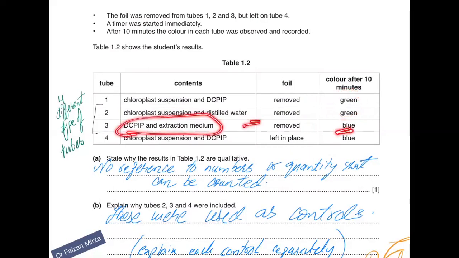It cannot become green because the chloroplasts are not there. In the last, DCPIP and chloroplast both are there. Since the DCPIP is blue in color, this chloroplast suspension will appear blue. And since the foil was not removed, the contents remained blue.